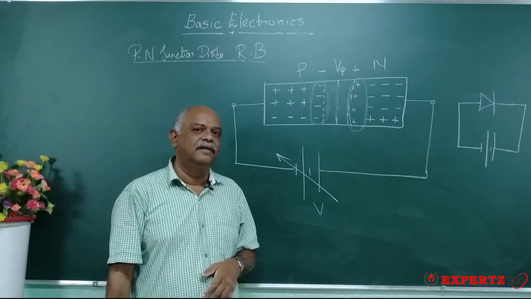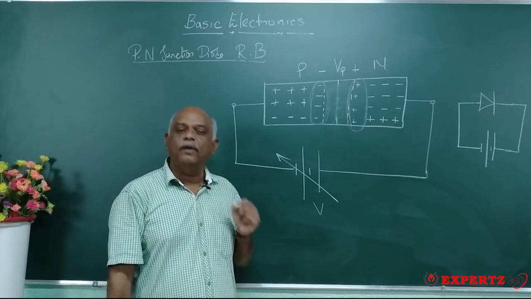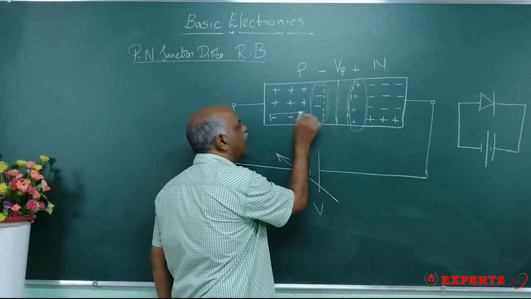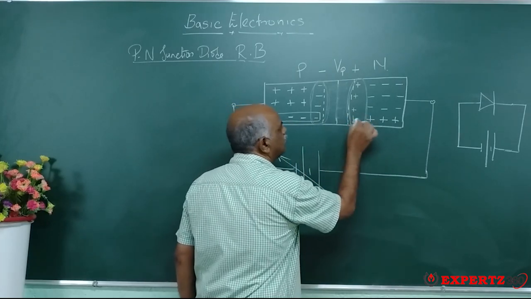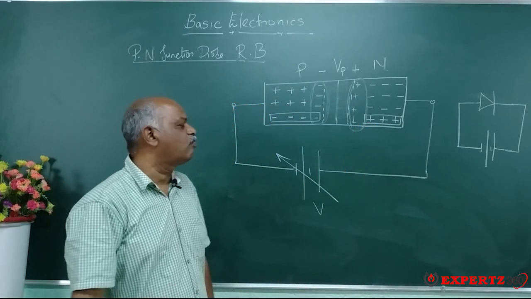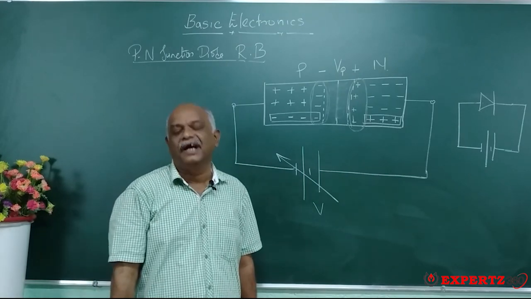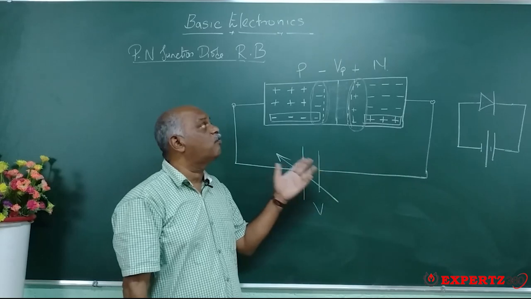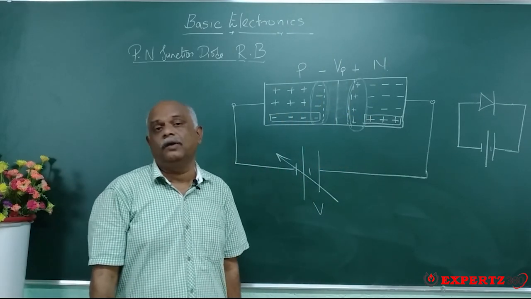But there is a small current which is negligible, caused by the minority carriers. See, the minority carriers start flowing, which you call the reverse saturation current, which flows from N to P.